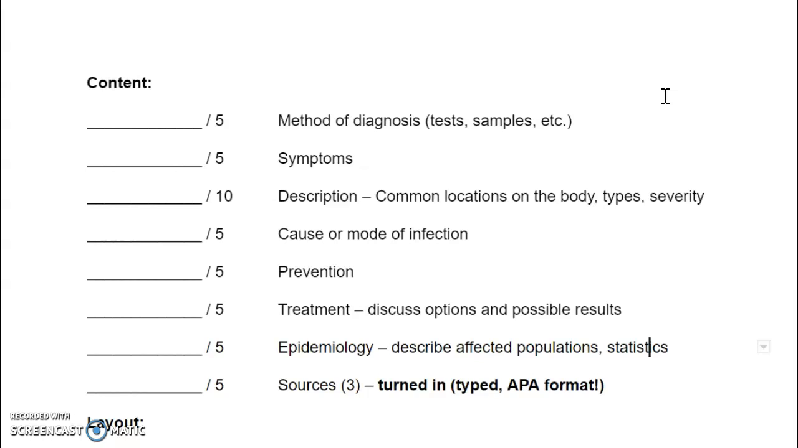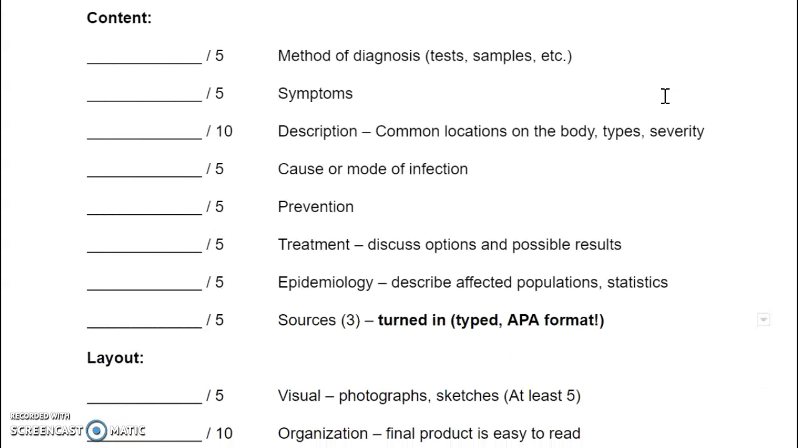So in here, you probably want to have some sort of graph that shows the affected populations and who's more prone to this disease, whether it's young, old, Black, white, Middle Eastern, because certain diseases affect certain types of people more than others. Okay. And then you should also have 3 sources at minimum turned in and typed in APA format. If you're doing a Google slideshow, you would include this at the end. If you're doing a brochure or a poster, etc., then you can have it on a separate Google Doc.